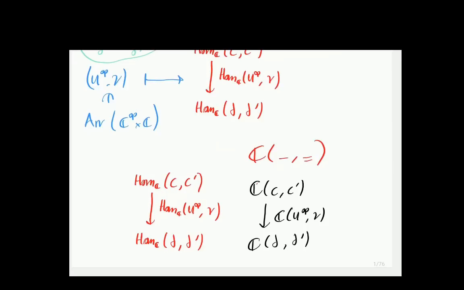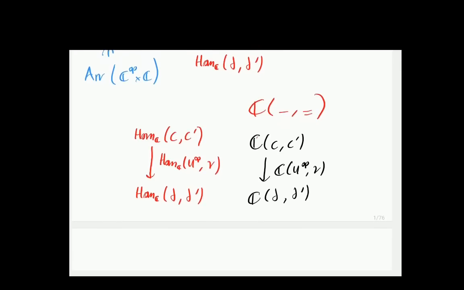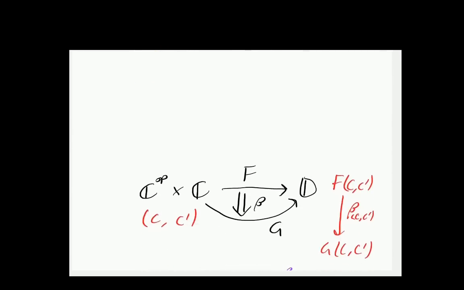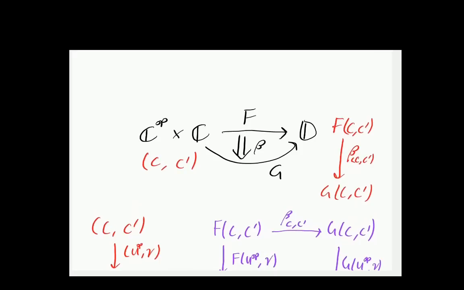Coend calculus has a lot to do with these bifunctors. Now, like I was saying before, we want to talk about coends and ends, and they're sort of analogous to colimits and limits. And colimits and limits have a lot to do with natural transformations. So we can think about natural transformations. I mean, bifunctors are functors too.